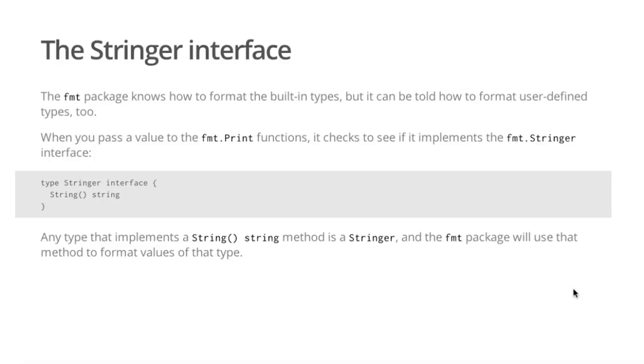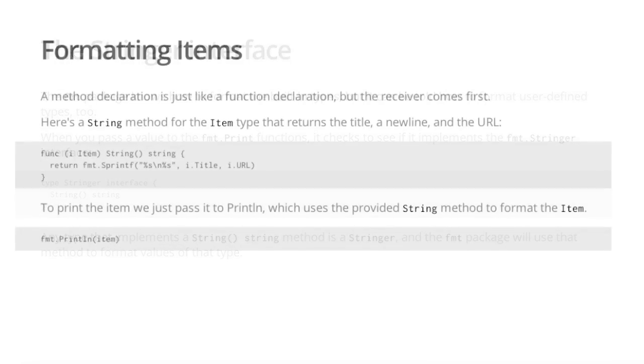The Stringer interface contains one method, String, which returns a string. And so any type that implements that String method implements a Stringer. And the fmt package will use that method to format values of those types. So let's add a String method to our item type so that our items are printed out more nicely.